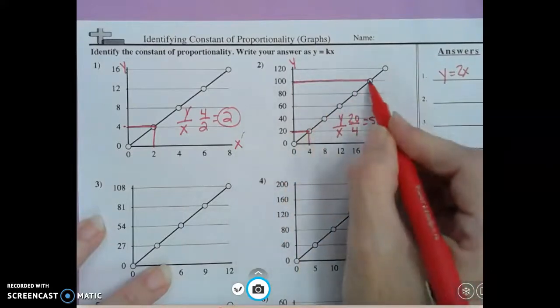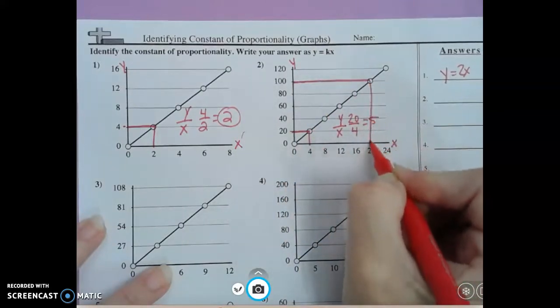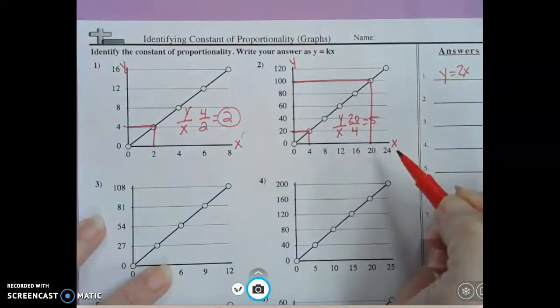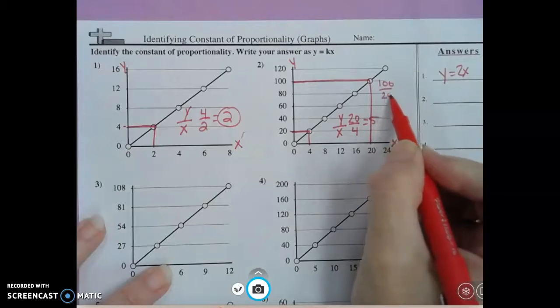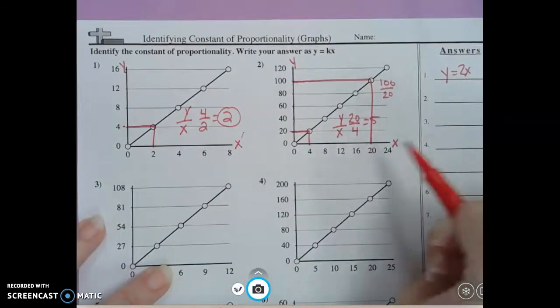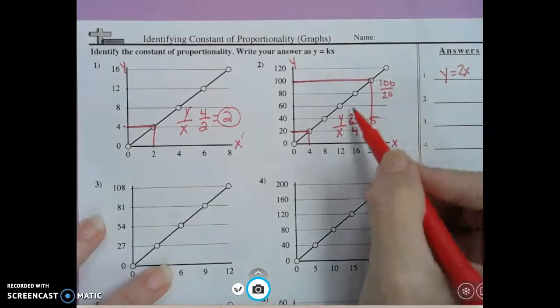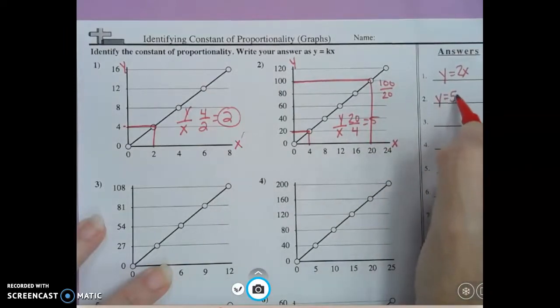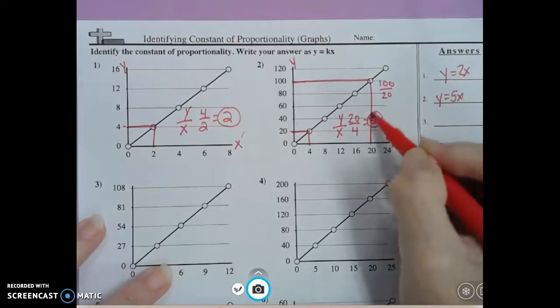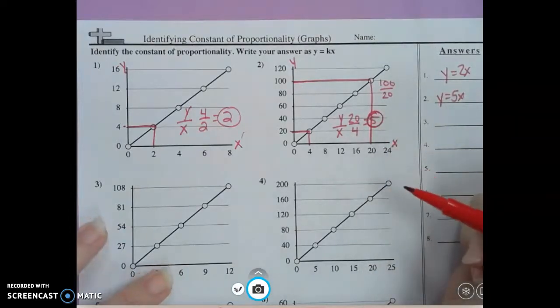Remember, it's easier when we focus on where the x and y axis meet. If you do 100 divided by 20, you're still going to get 5. So it doesn't matter as long as you look at the points where it hits the x and the y axis. So y equals 5x. That is your unit rate, which is also your constant of proportionality.